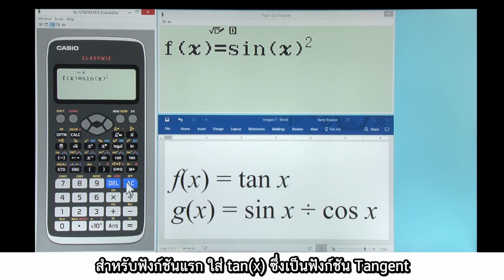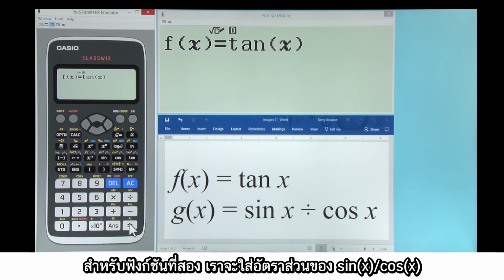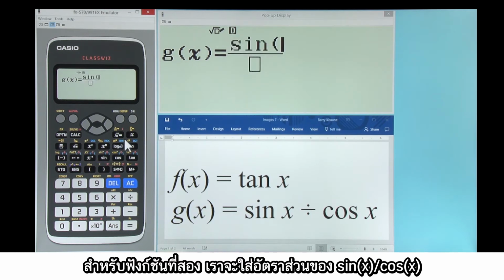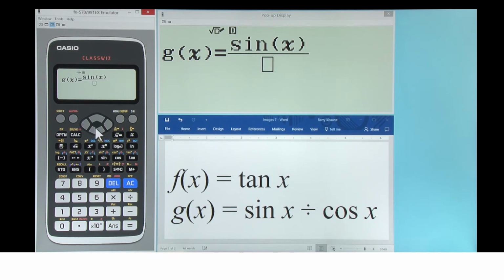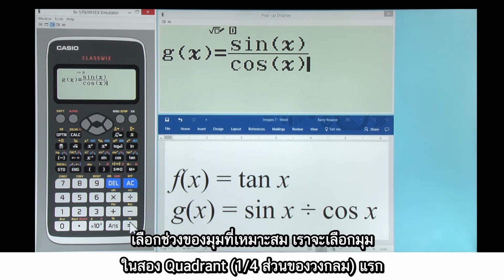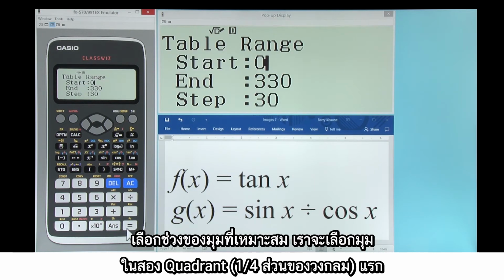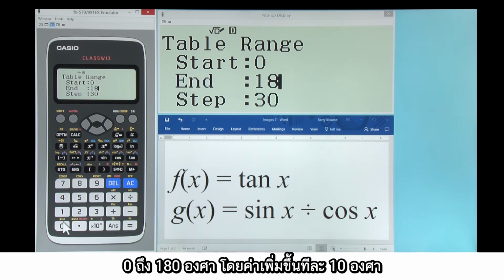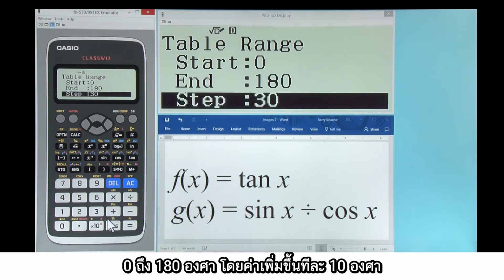So let's, in the first place, put the tan of X, the tangent function, and for the second case we'll put the ratio of the sine function to the cosine function, so sin X over cos X. Choose a suitable range of values. Let's choose the first two quadrants, 0 to 180 degrees in steps of 10.